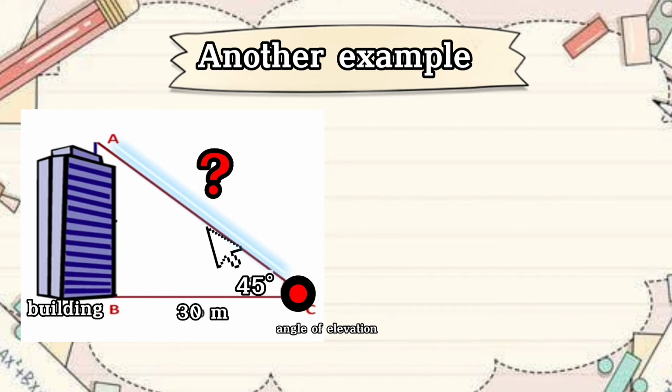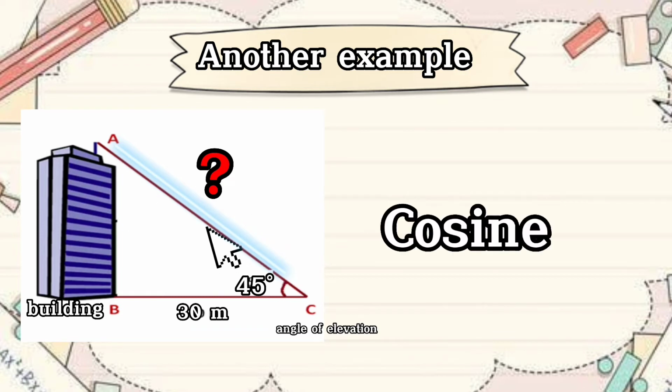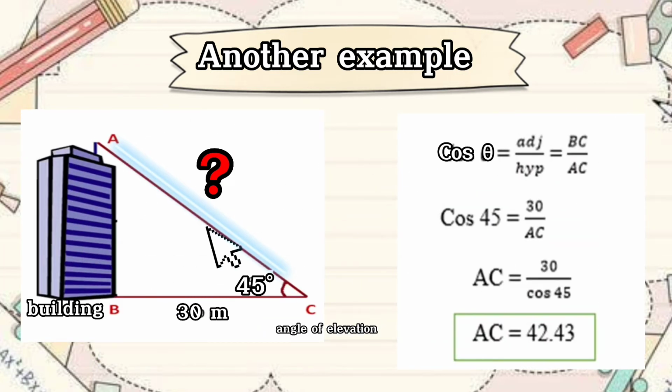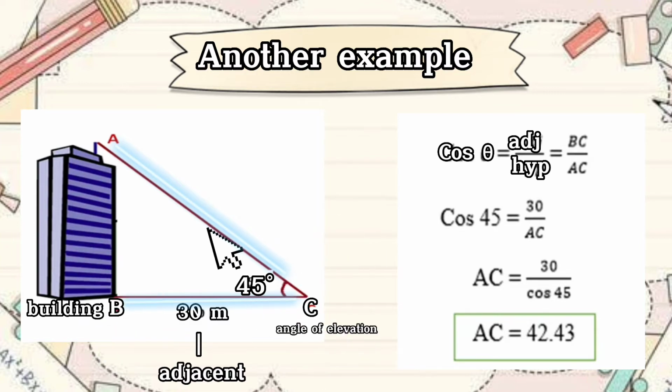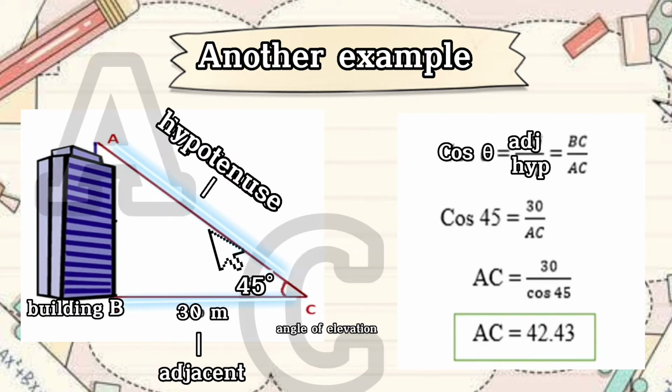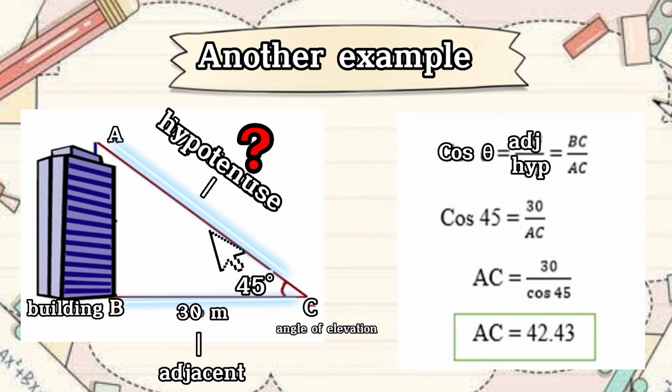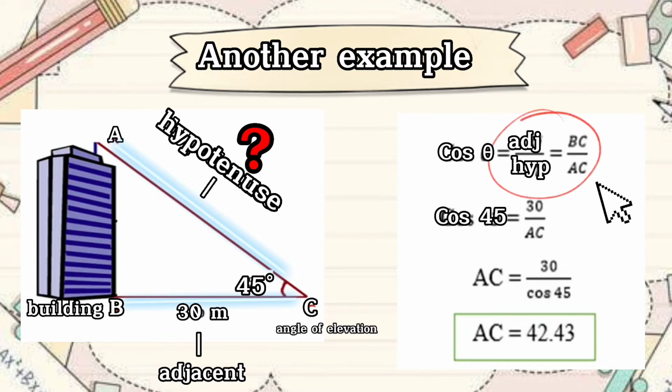So, by this, pwede natin gamitin ang formula ng cosine, or cosine theta is equal to adjacent over hypotenuse. So, ang theta natin dito ay 45 degrees at yung adjacent natin is BC or yung 30 at yung hypotenuse or AC, yun yung hinahanap natin. So, para mahanap natin ang measure ng AC, we use cosine 45 degrees is equal to adjacent over hypotenuse or BC over AC. So, kung isa-substitute natin to, magiging cosine 45 is equal to 30 over AC.